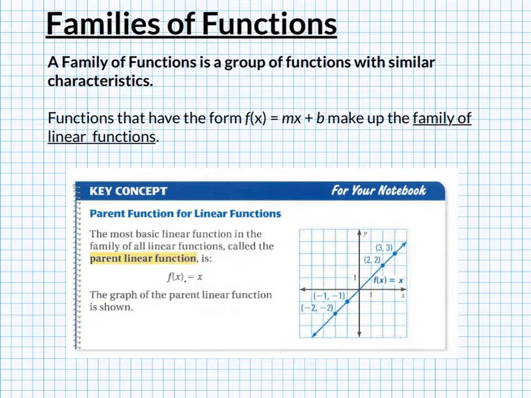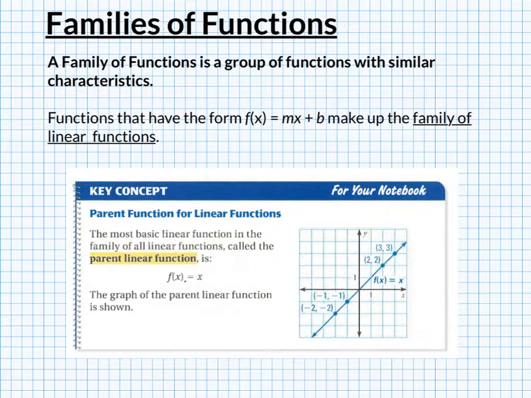Functions that have the form f of x equals mx plus b make up the family of linear functions. So anytime we see a function f of x equals mx plus b, we know that this is going to be a linear function, right? All we need to do is look at the equation and we know something about it. We know that it's going to have a y-intercept at b, we know it has a slope of m, and we know that it's going to be a straight line. So that's why it's the family of linear functions.